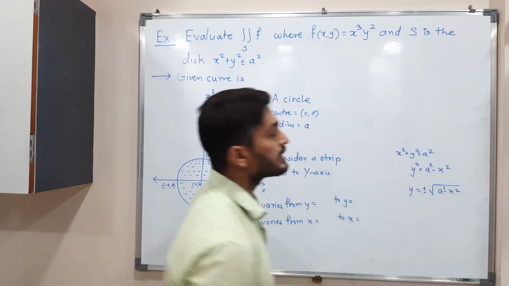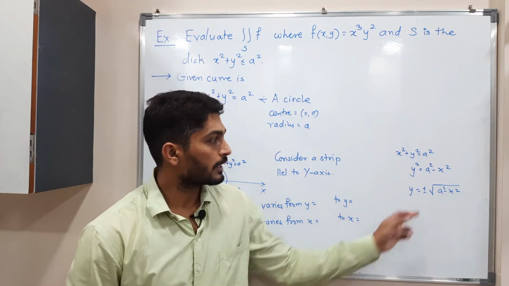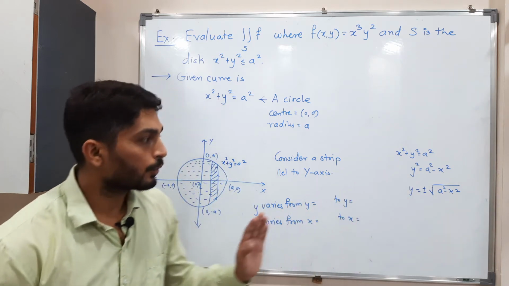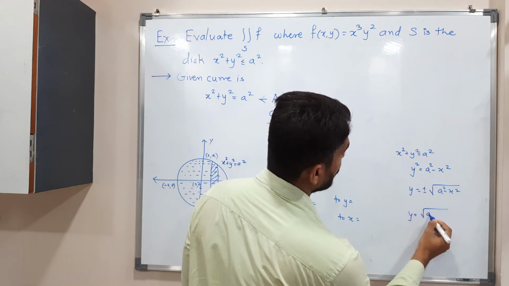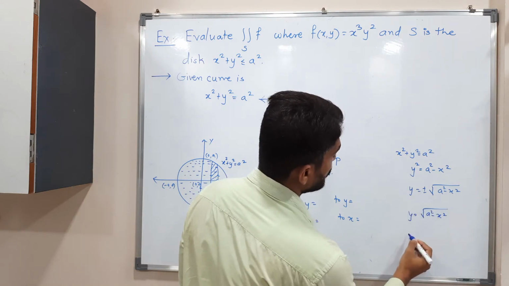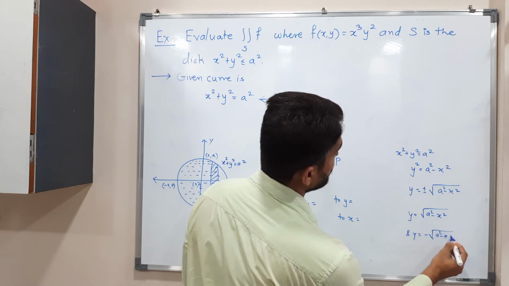But there will be plus minus, since a square root can be positive or negative also. So that's why we have got plus minus. What I want to say is that we are getting two different equations: y is equal to this one, and y is equal to minus root a square minus x square.